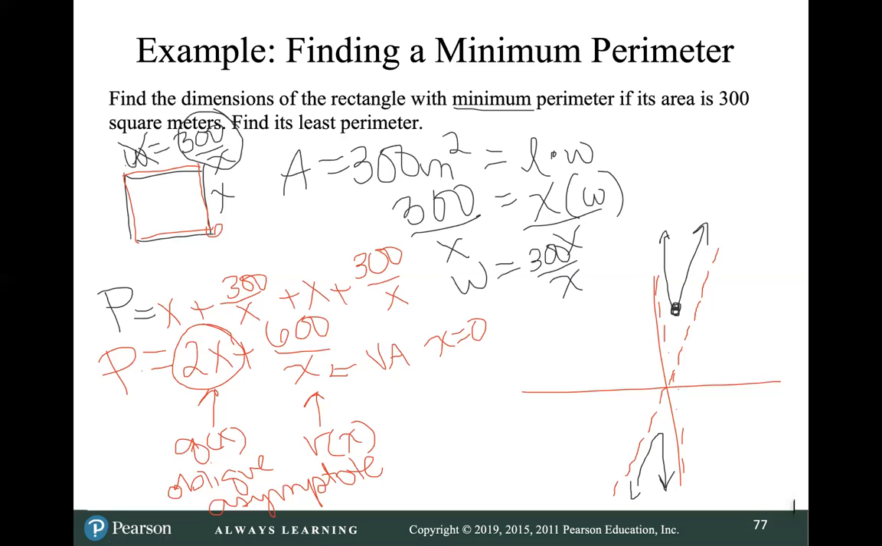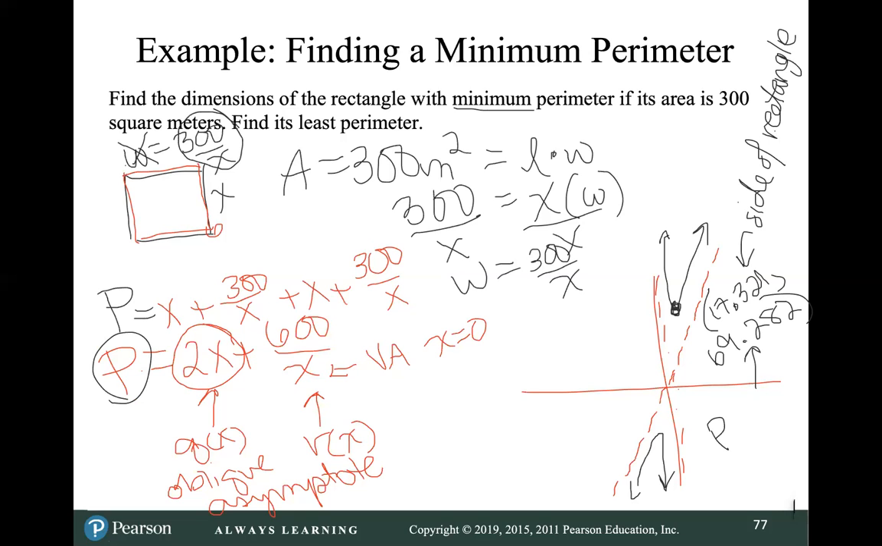So we said that this point, we found the coordinates to be 17.321, comma, 69.282. x is the side of our rectangle. This is the side of the rectangle. And this is our y value, which is the perimeter. So the question is, find the least perimeter. It's not asking for the sides of the rectangle, it's asking for the perimeter.